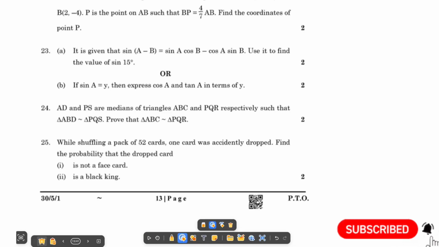Now let's see the 23rd B question. Sin A is equal to y. Then express cos A and tan A in terms of y. So here the sin A value is y, and we have to express cos A and tan A in terms of y.